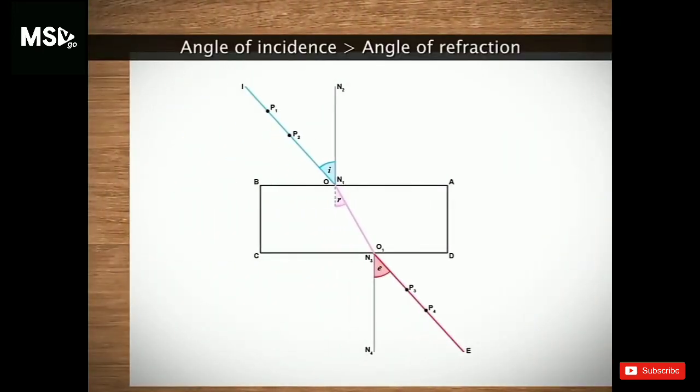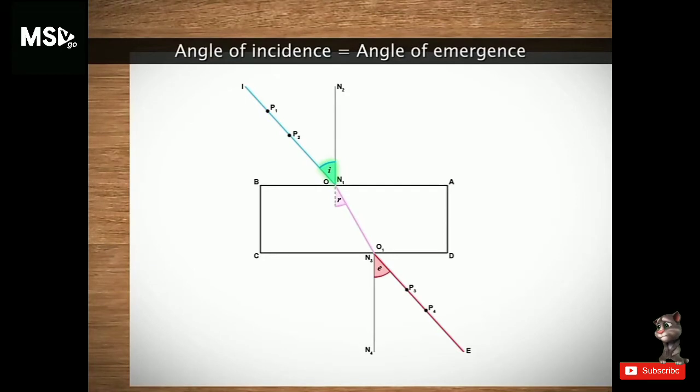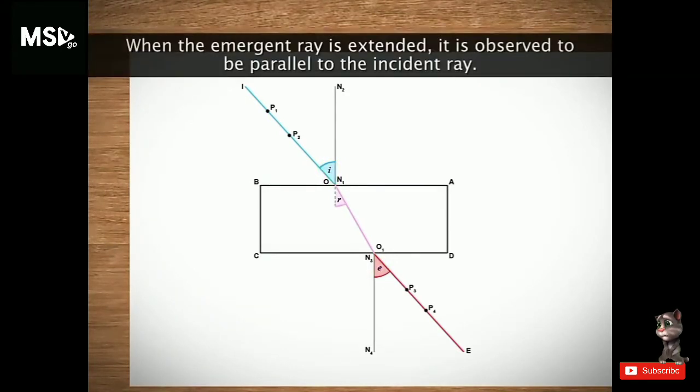The angle of incidence I is found to be greater than the angle of refraction R and equal to the angle of emergence E. Extend O1E backwards and represent it by dotted lines. It is observed that the emergent ray extended is parallel to the incident ray.